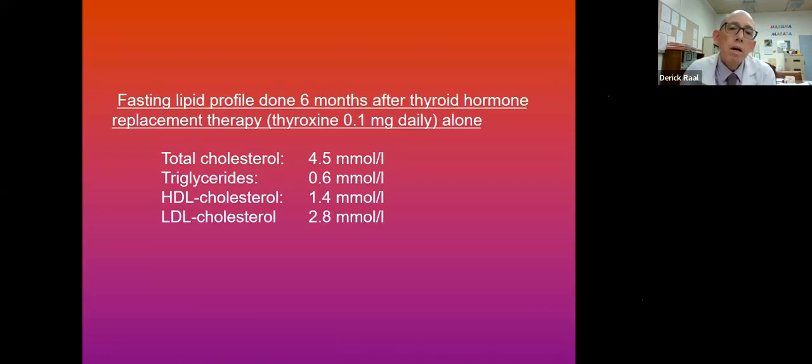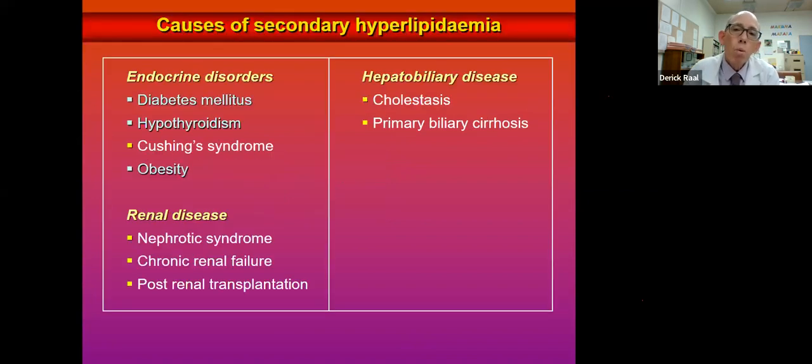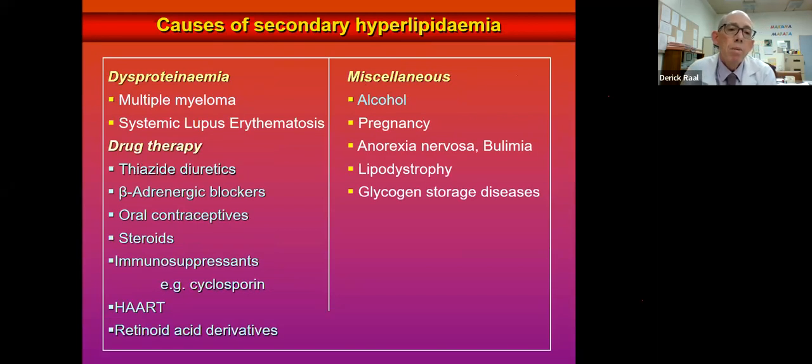It can take some time, but this is a lipid profile 6 months later, just with a thyroid hormone replacement, which returns totally to normal. So we must always think about secondary causes, and I've just listed some of them here. Whenever we have a lipid profile abnormality, there are endocrine causes like diabetes, hypothyroidism, Cushing's, obesity. There are renal causes. There are liver causes, which can all cause severe hypercholesterolemia. And then there's some other conditions.